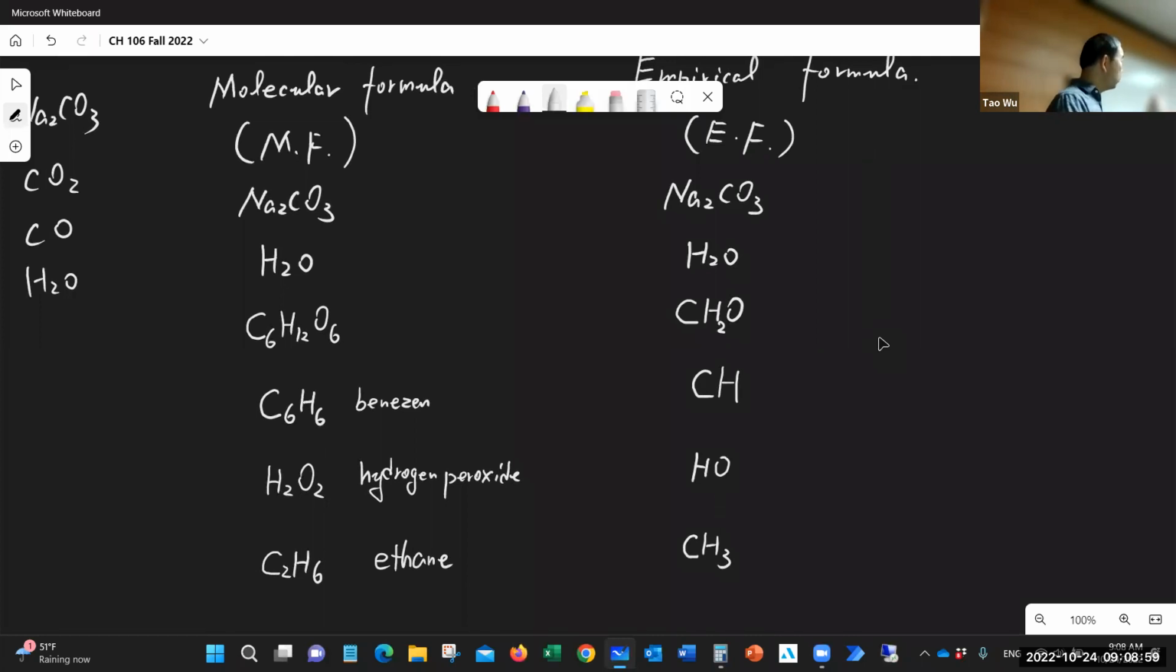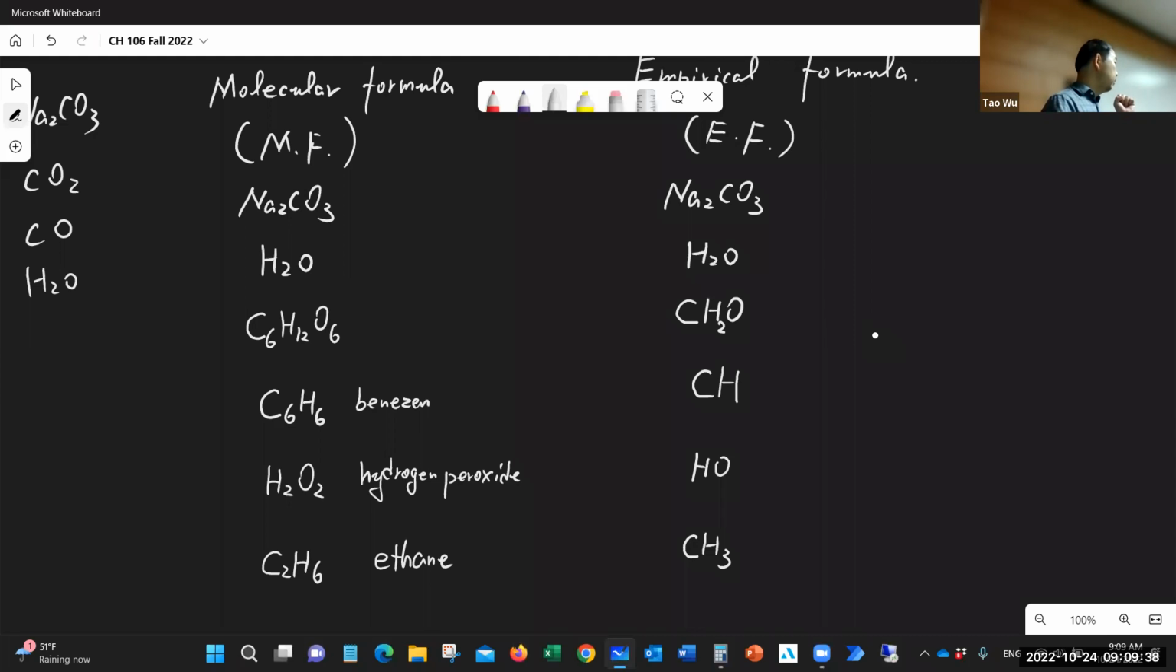Can you summarize what the difference is between the molecular formula and the empirical formula? It's simplified, right? Yeah, the empirical formula is usually the simplified formula of the molecular formula. But in some cases, the empirical formula could be exactly the same as the molecular formula, because the original formula cannot be simplified. But if the formula can be simplified, then the empirical formula will be the simplified formula.